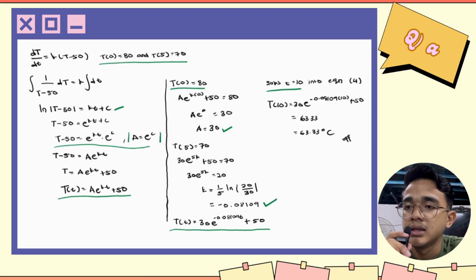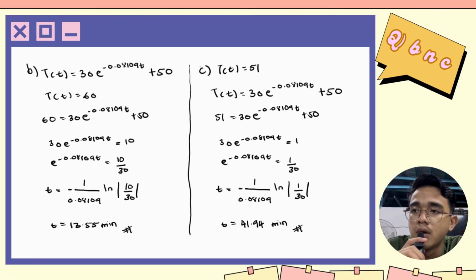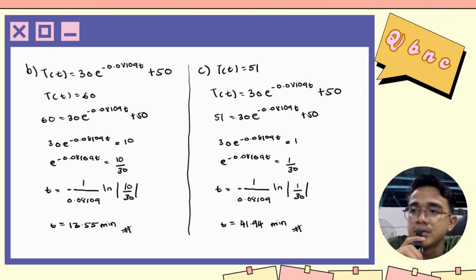Okay, to proceed with question A, substitute t equals 10 minutes into the equation. T(10) equals 30 e to the power of negative 0.08109 times 10 plus 50. So we get the answer 63.33 Celsius.